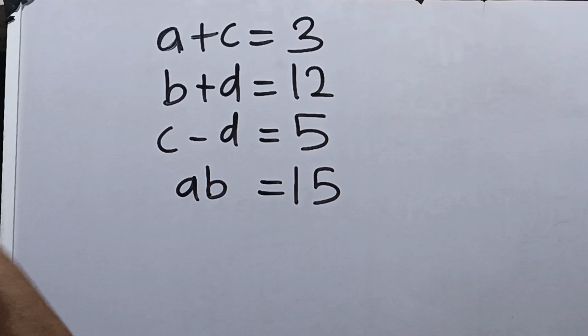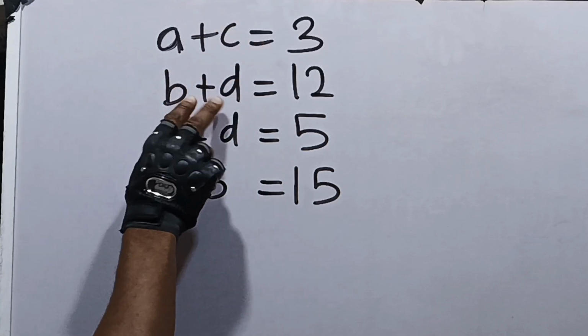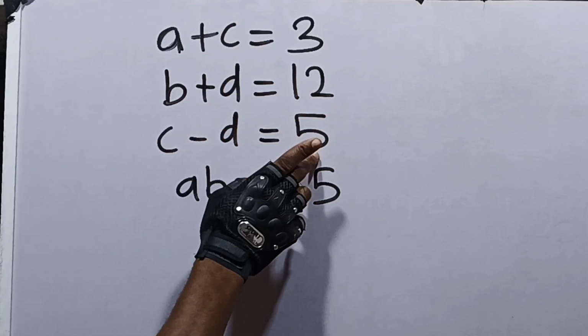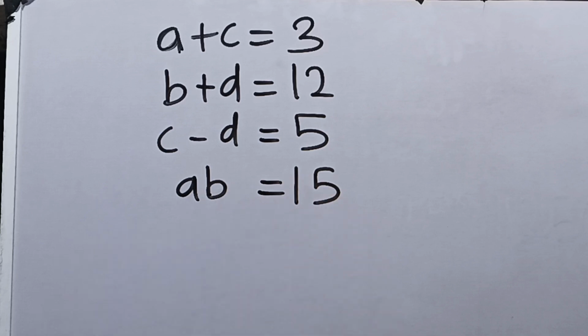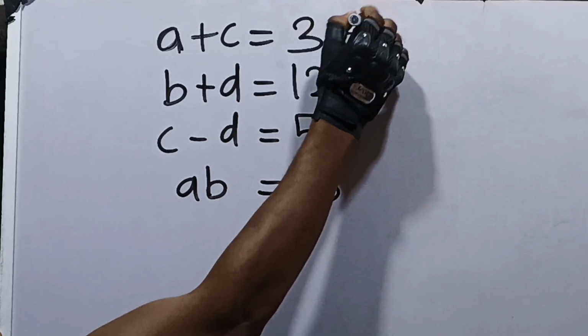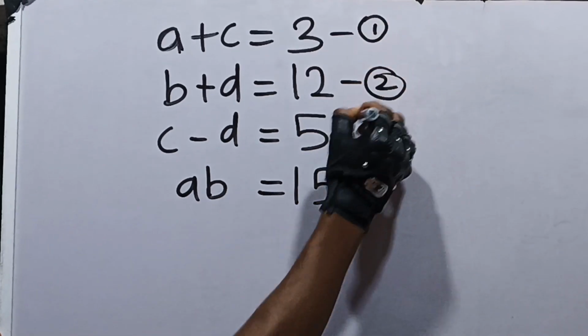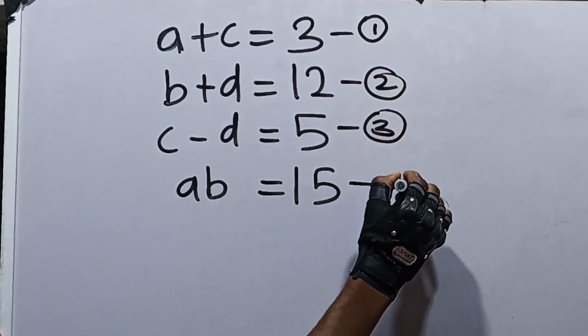Let's solve this question together. It says a plus c is equal to 3, b plus d is equal to 12, c minus d is equal to 5, and ab is equal to 15. We're required to solve for the values of a, b, c, and d in this equation. Let's call these equation 1, equation 2, equation 3, and equation 4.